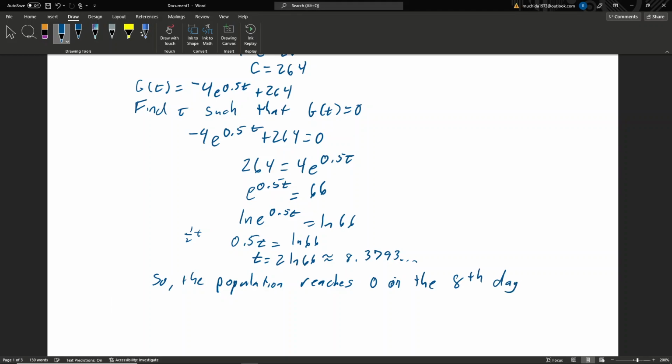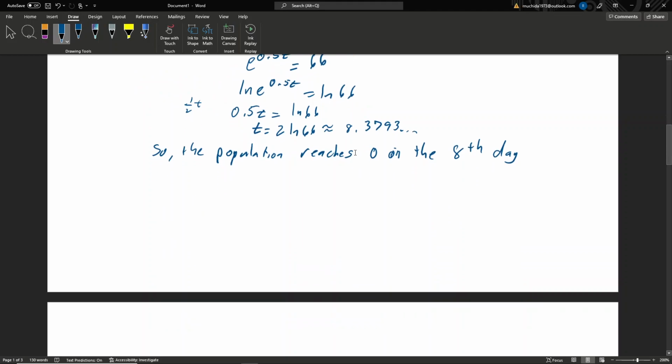So that's one application of dealing with exponential growth and exponential decay. But for these ones, like we were saying, we would take the integral of our rate function.